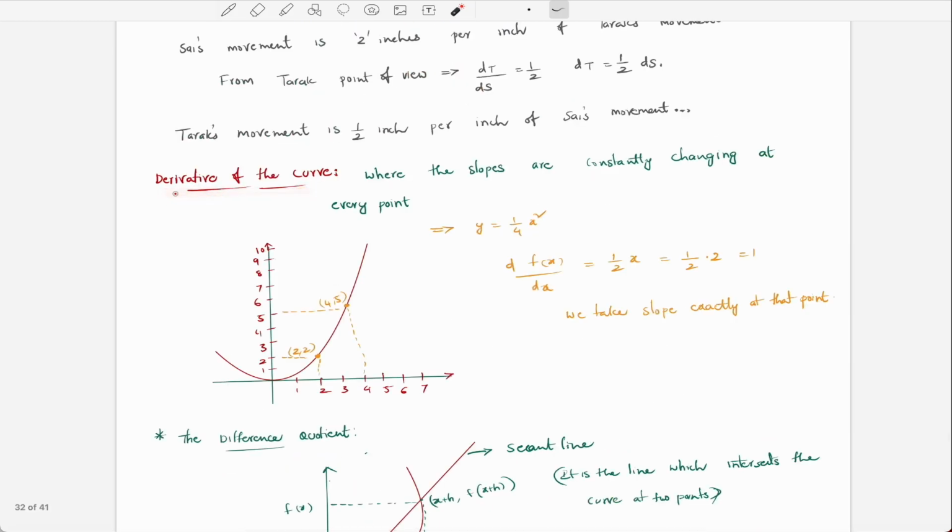Now I want to find the derivative of a curve. How do we find the derivative of a curve where the slope is constantly changing at every point? We have seen our tower examples in our calculus problems where the slopes are constantly changing. So how do we find it? We simply infinitely zoom in. Just preview that lecture. We have a function y equals 1 by 4 x squared.